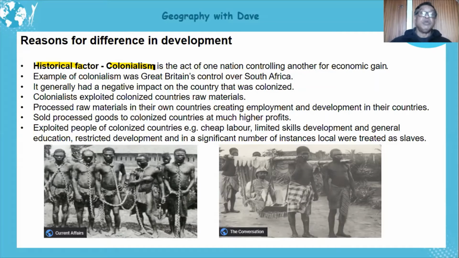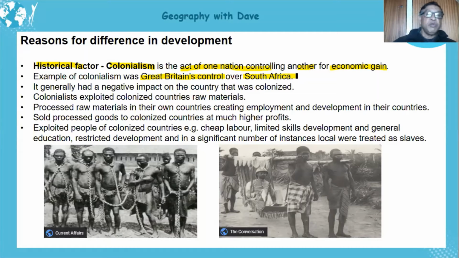Okay, what is colonialism? It's an act of one nation controlling another for economic gain. They politically control them also. They rule the country, but the main aim is economic. They want to make money. For example, colonialism was Great Britain's control over South Africa. South Africa was actually run by the United Kingdom, the British Empire, at that time.